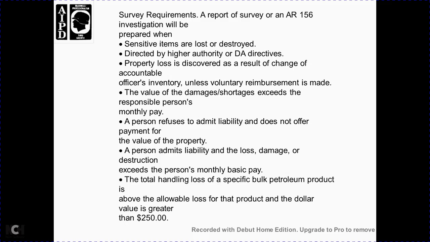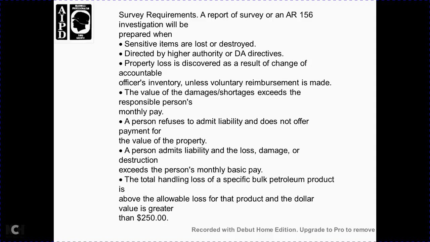DA Form 362, the statement of charges for government property lost, damaged, or destroyed. DA Form 1136-1, cash collection voucher. Survey requirements of a report of survey: the 15-6 investigation, preparing for the sensitive item loss or destruction, directed by the higher authority.